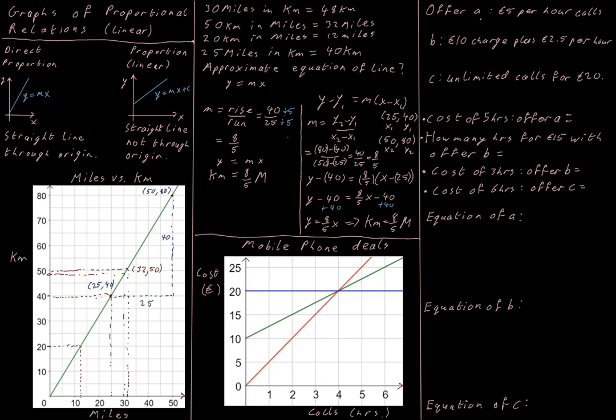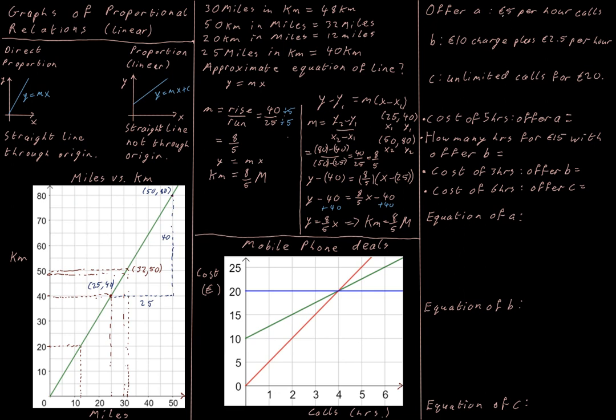Our first job is to figure out which one of these offers is which line. So we have offer A is €5 per hour for calls. Offer B is a €10 starting charge or flat charge plus €2.50 per hour for calls. And option C is unlimited calls for €20.